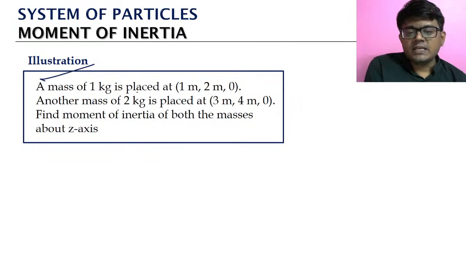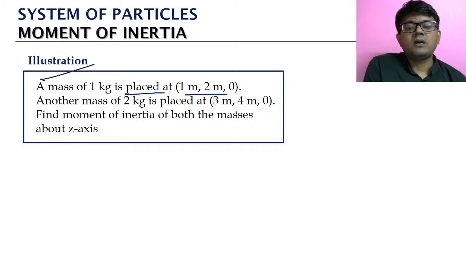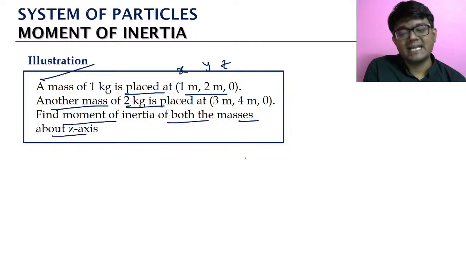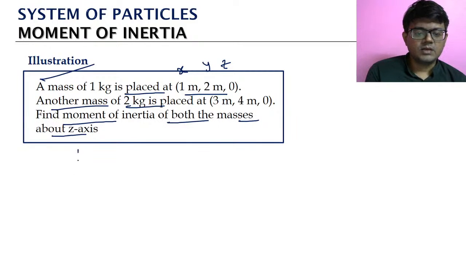A mass 1 kg is placed at 1 meter, 2 meter, 0. These are the coordinates: the x coordinate, y coordinate, z coordinate. Another mass 2 kg is placed at 3, 4, 0. அதங்க வெச்சிருக்கோம் 3, 4, 0, we are placing it. Find moment of inertia of both the masses about the z axis. நம்ம எடுத்த axis என்னது, it is the z axis.